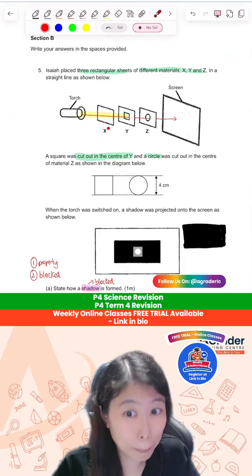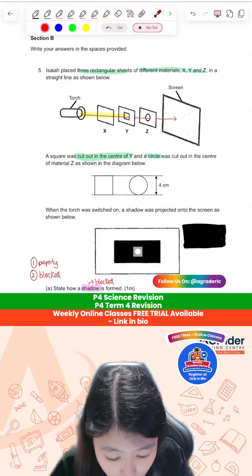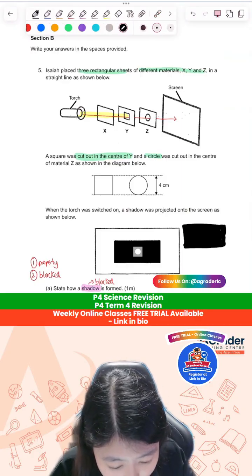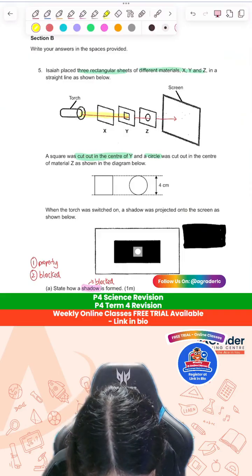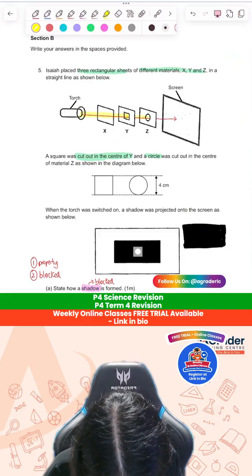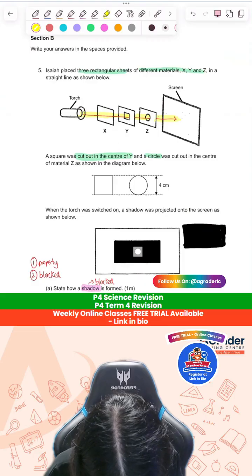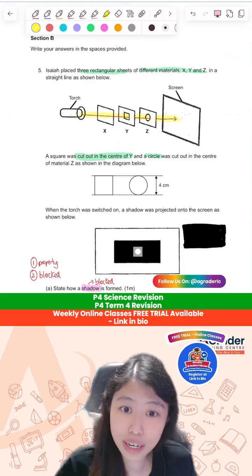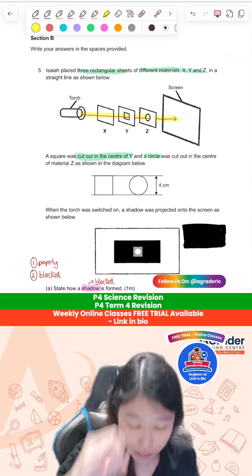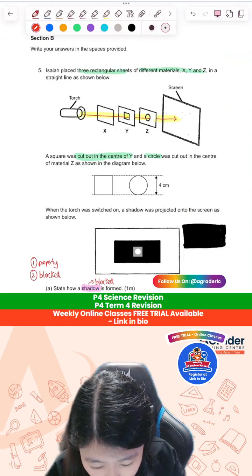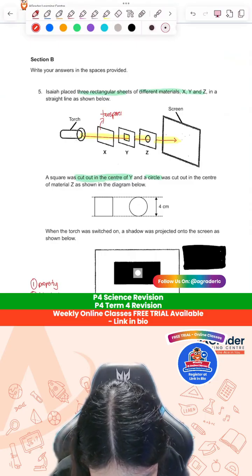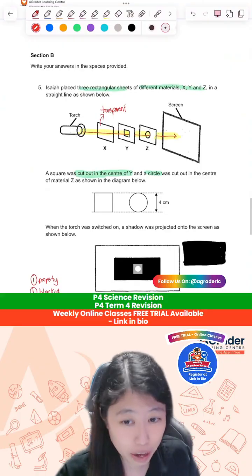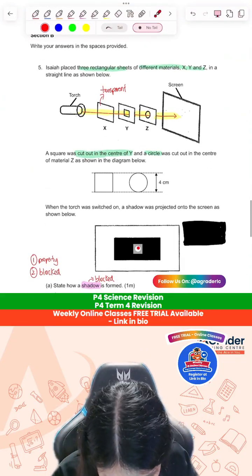But because X allows light to pass through, that's why the light can even reach over here. I'll show you. It goes through the hole at Y, it goes through the hole at Z, and it shines on the screen. So the circular part tells me that X allows light to pass through. X is transparent. Okay, X is actually transparent, because of this hint over here.